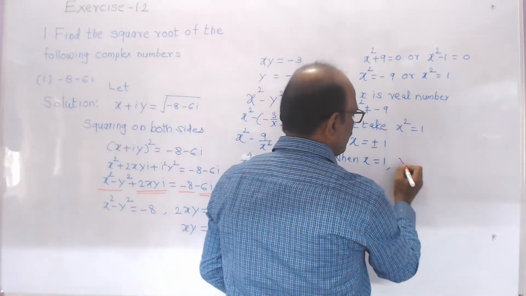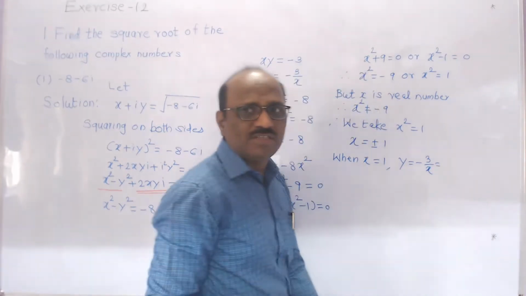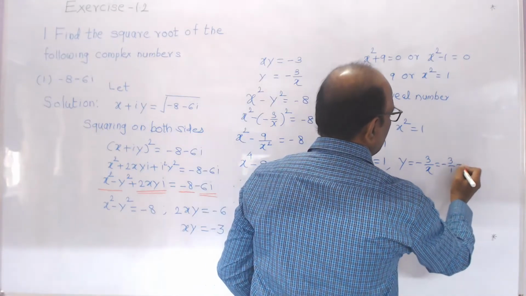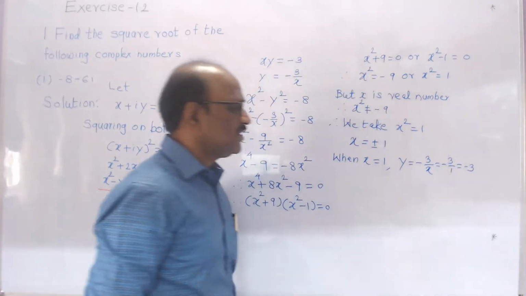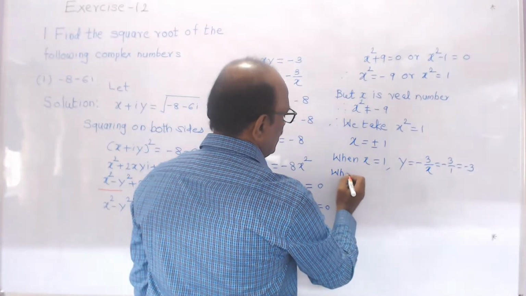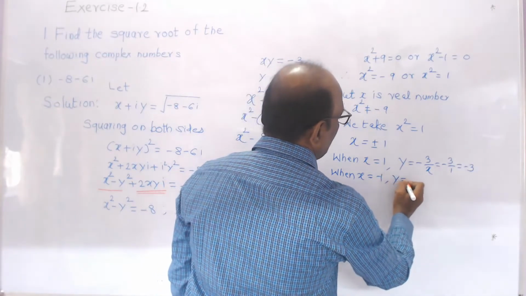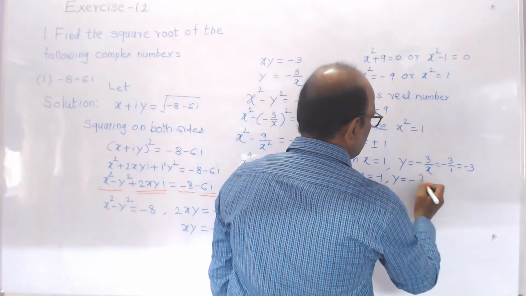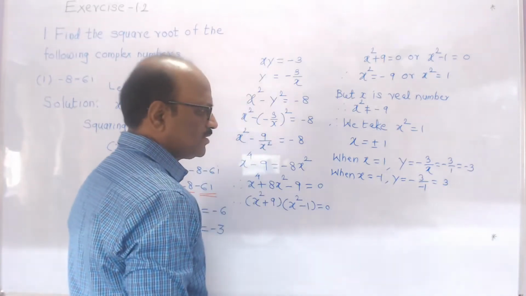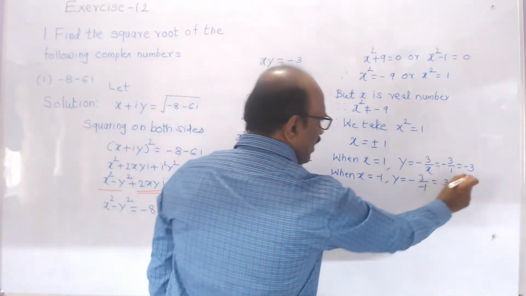Therefore, we substitute the value. That is, y is equals to minus 3 upon x. Substitute the value of x, which is 1. Minus 3 upon 1, and that is equals to minus 3. The value of y is minus 3. Again, when x is equals to minus 1, then what about the y? Y is equals to minus 3 upon minus 1, and that is equals to, this minus and minus will become plus. Therefore, the required roots are, the first is 1 minus 3i.